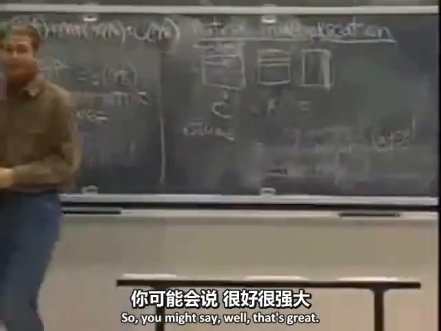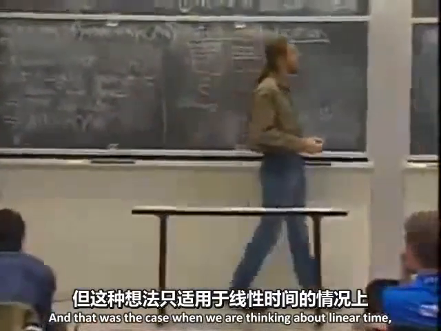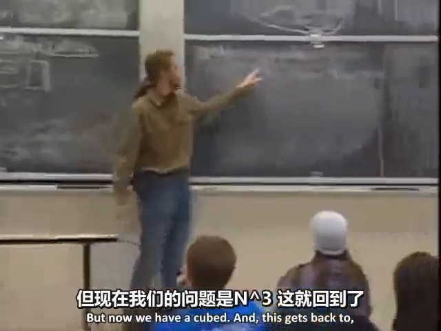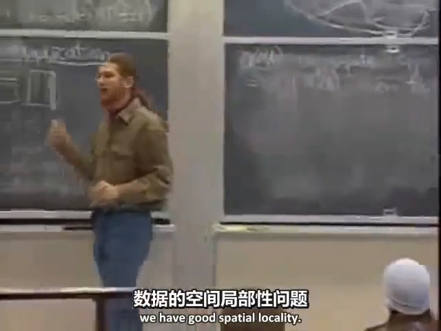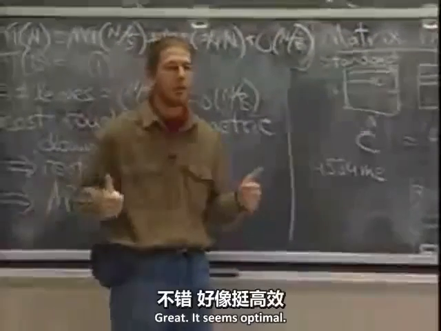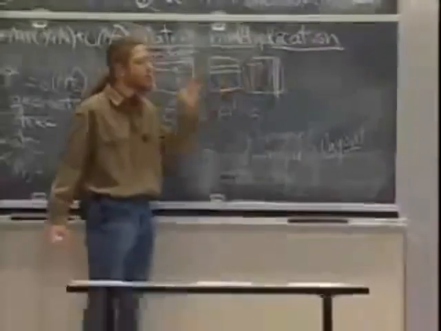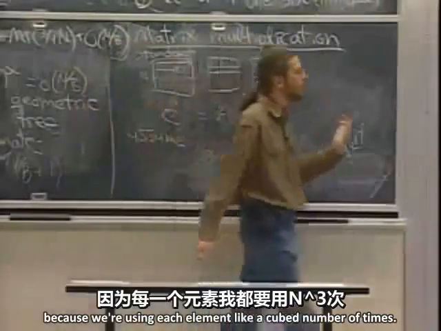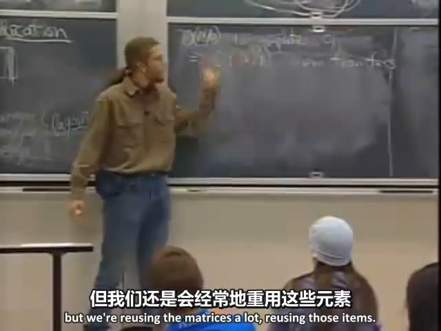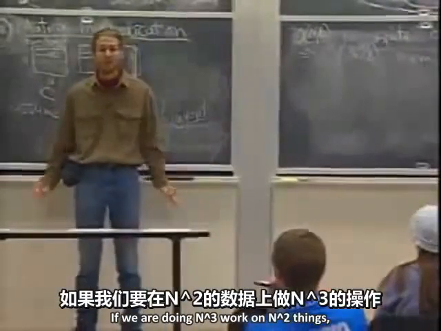So you might say, well, that's great. It's the size of my problem, the usual running time, divided by B. And that was the case when we were thinking about linear time, n versus n over B. It's hard to beat n over B when your problem is of size n. But now we have a cubed. And this gets back to, we have good spatial locality. When we read a block, we use the whole thing. Great, seems optimal. But we don't have good temporal locality. Maybe if we stored the right things and kept them around, we could use them several times. We're reusing the matrices a lot. If we're doing n cubed work on n squared things, we're reusing a lot.